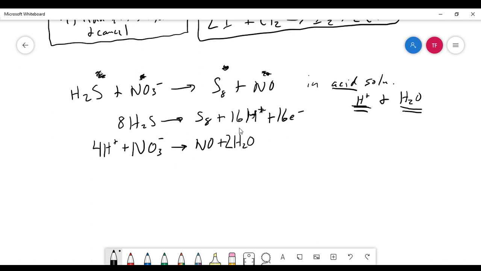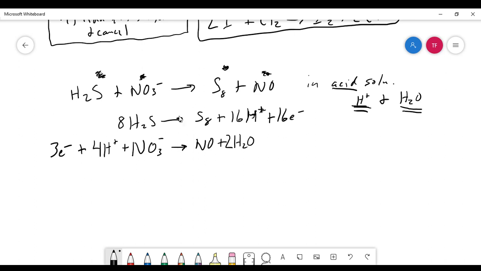Notice on the right side there is no charge, but on the left side we have 4 positives and 1 negative. Well, what's 4 positive and 1 negative? 3 positive. So we need the left side to get down to 0. So to do that, we can add electrons. We're going to add 3 electrons because 3 negatives plus 4 positives plus 1 negative adds up to 0. So now this half reaction is balanced for atoms and it's balanced for charge.